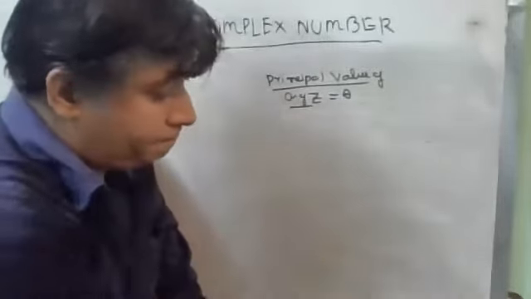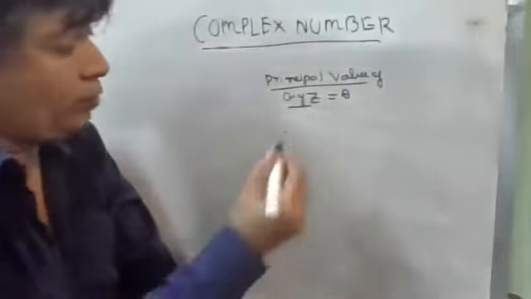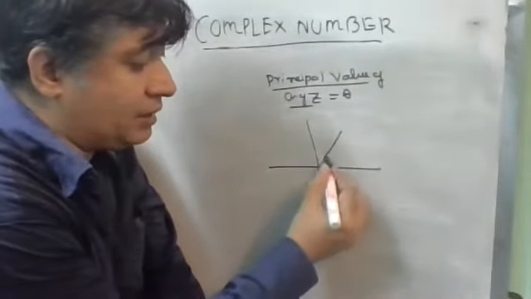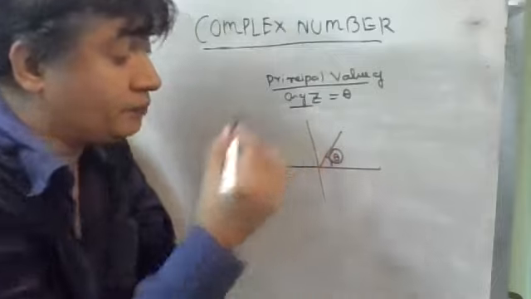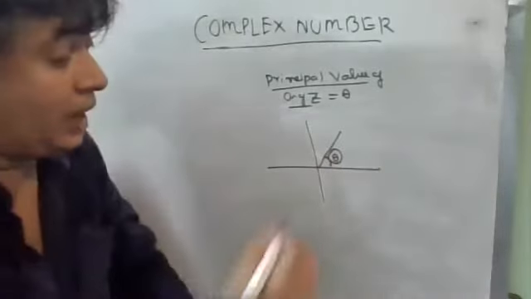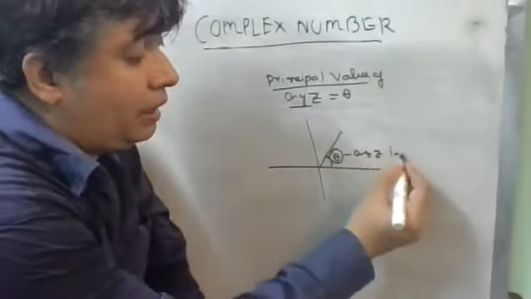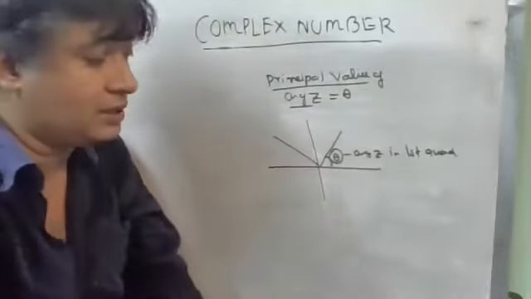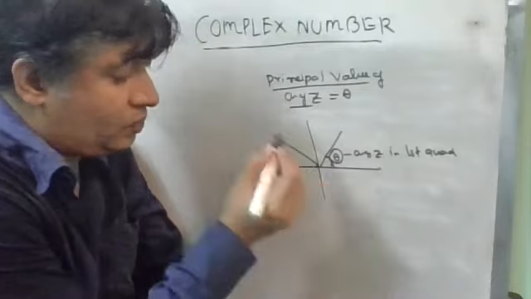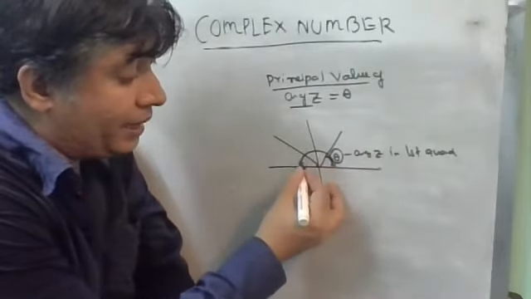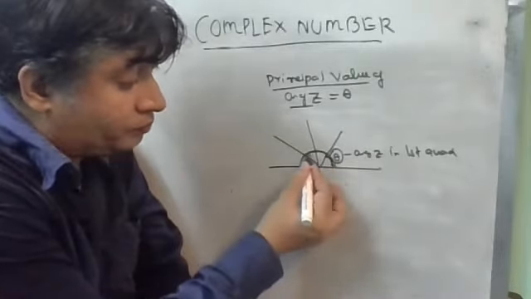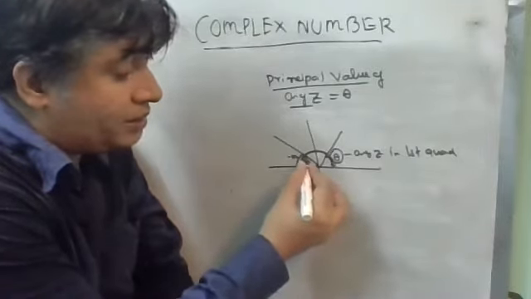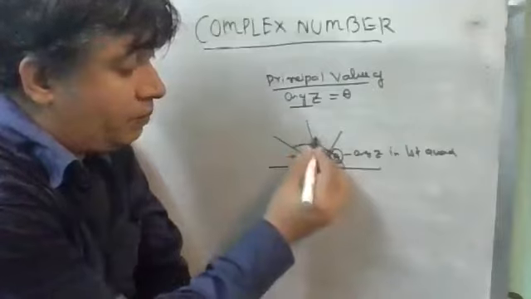So if you take any point in the first quadrant, and this is theta, this is the argument of z in the first quadrant. If you get the angle like this, you can take pi and go anti-clockwise, then minus theta clockwise. So this is pi minus theta.